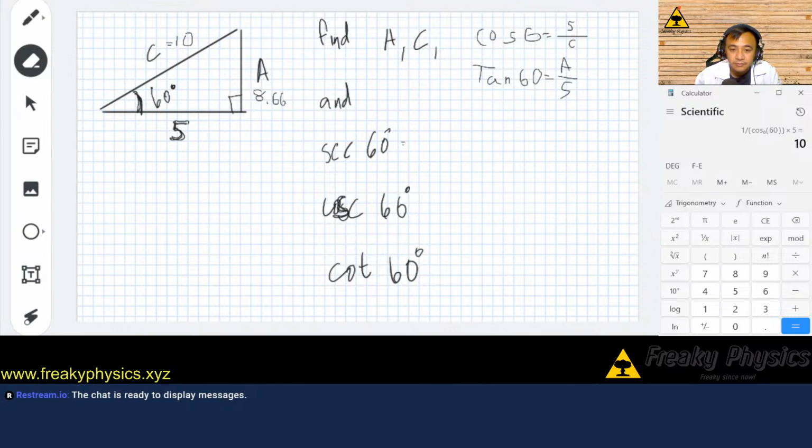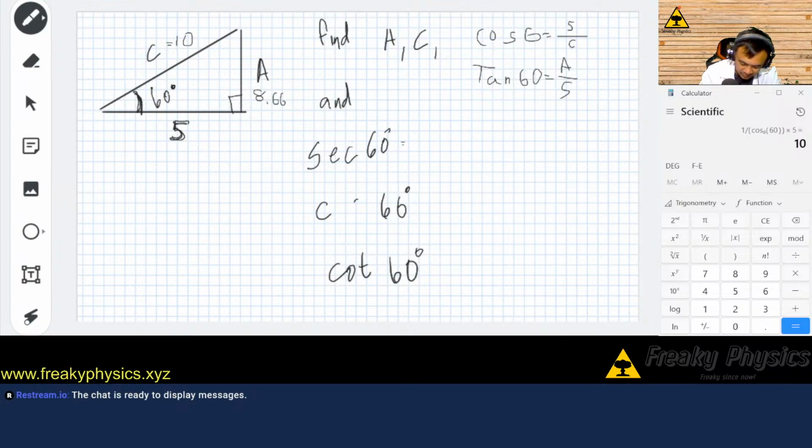CSC is the opposite of... No, wait, no, that's S. Think of it like S and C always go together. I'm just looking at the two. The top one's SEC and the middle one is CSC. Sorry, because I was looking and... I'm sorry. No worries. Sorry about that. I'll just rewrite everything just to clarify that. There you go.